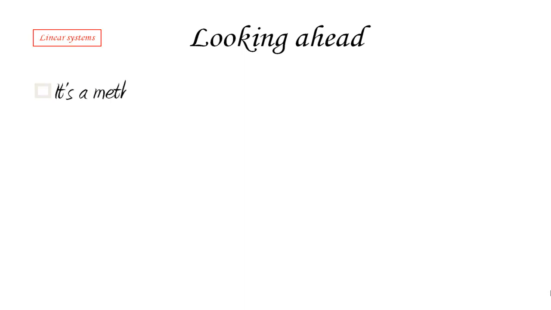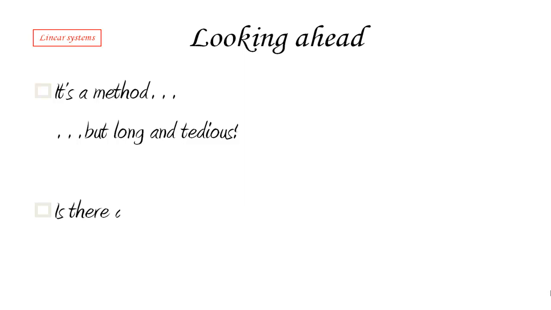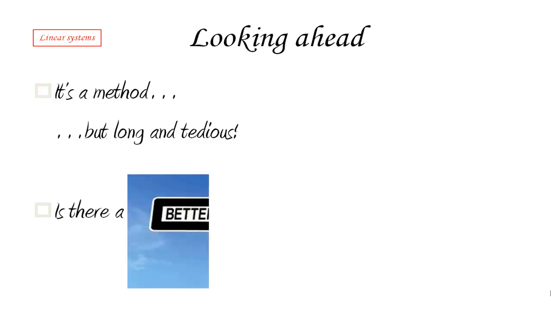Okay? This method of elimination and back substitution is definitely a method. It works. In fact, it can work for any system of any number of equations in any number of variables. But it is tremendously long. It can be tremendously long and tedious. The example I showed you was very short because I used a very small system of two equations and two variables. So what we're going to ask ourselves is, is there a better way?